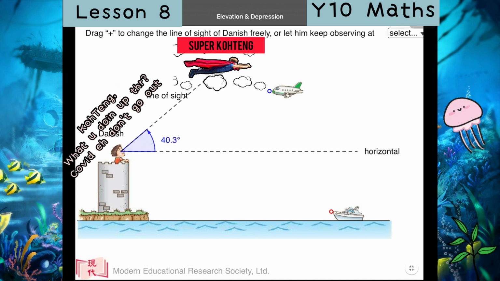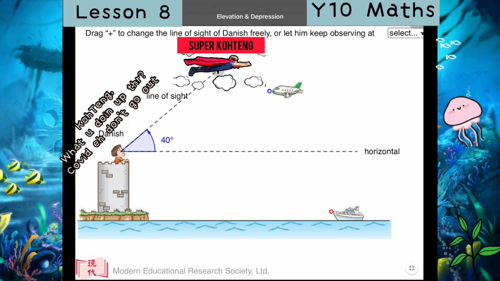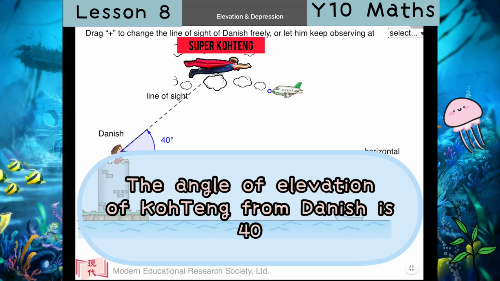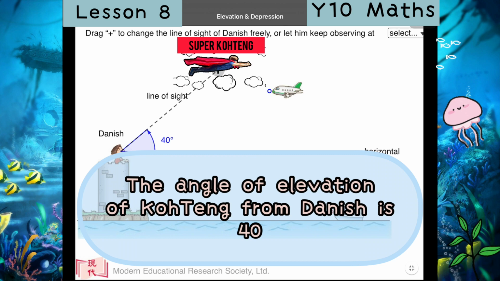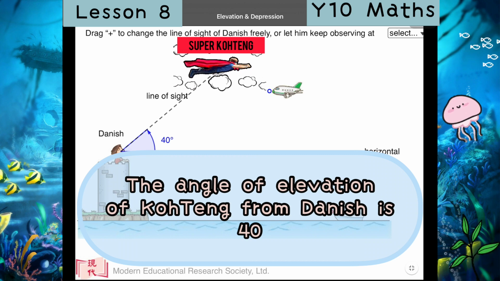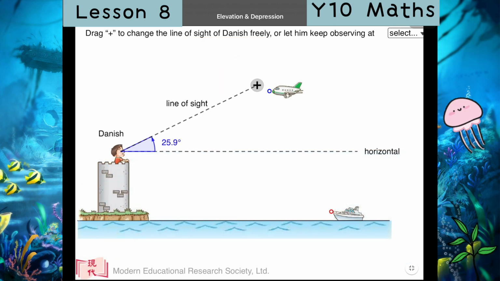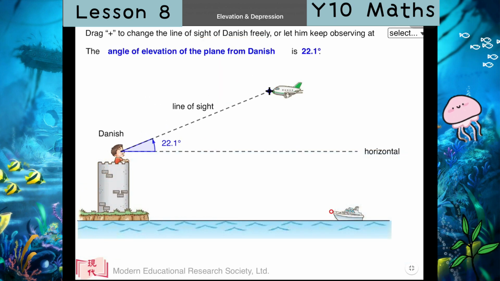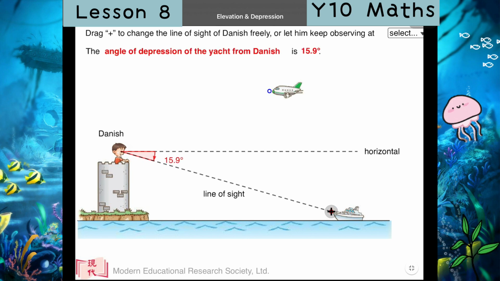Okay, so it's somewhere around 40 degrees. So the angle of elevation of Koteng from Danish is 40 degrees. You must always look at the word "from". From Danish. Okay, so let's go back to the plane again. Angle of elevation, and this is angle of depression.